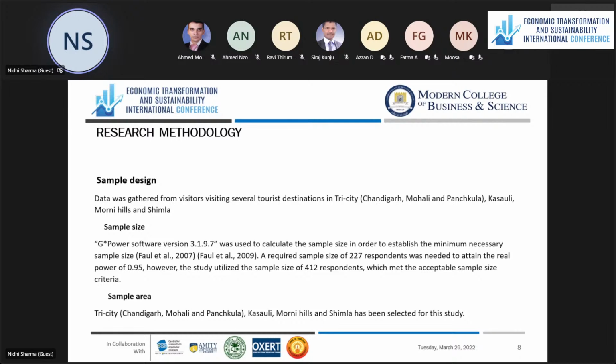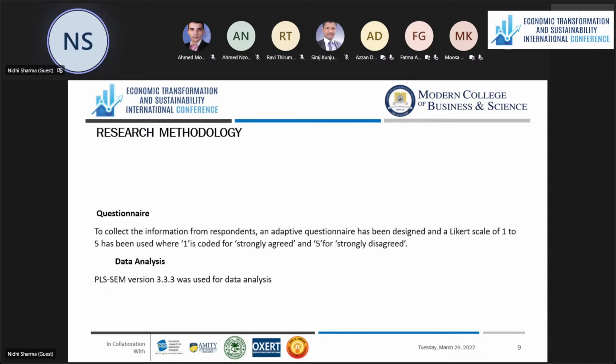And for the sample size, we have used the G*Power software, which helped to calculate the sample size in order to establish a minimum necessary sample size. The required sample suggested by the G*Power software was 227, but we have utilized 417 respondents, which meets the acceptable sample size. And as I have discussed, a questionnaire was used to collect the information from respondents. An adapted questionnaire has been designed with a Likert scale of 5, in which 1 is quoted as strongly agree and 5 is quoted as strongly disagree.